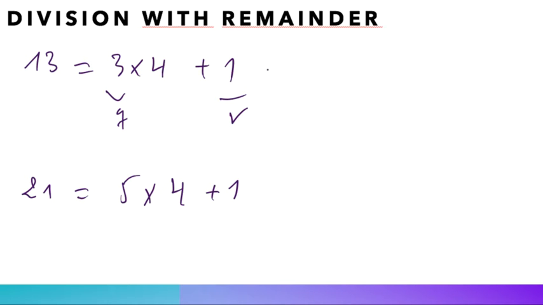Now, if you ask the exact same question about 26 and 7, we find that 26 is 3 times 7 plus 5, which means that there are 3 7s in 26 and 5 is the remainder. Notice that the remainder is always less than the divisor itself, and we get the following theorem.